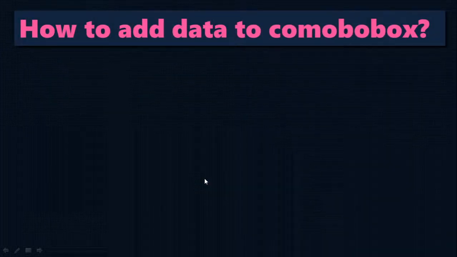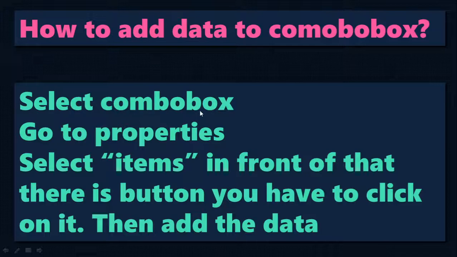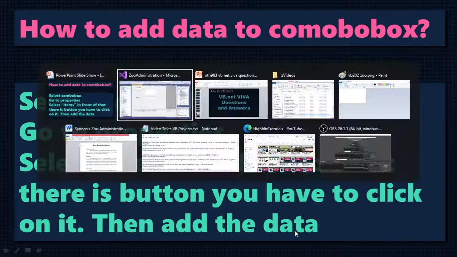Fine. So the next one, how to add data to the combo box. In your combo box, how do you add the data? Select the combo box, go to properties, select items. In front of that there is a button. You have to click on that and then you need to add the data. I'll show you how to do this.